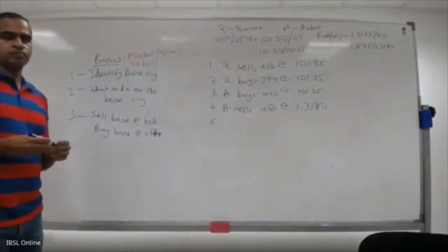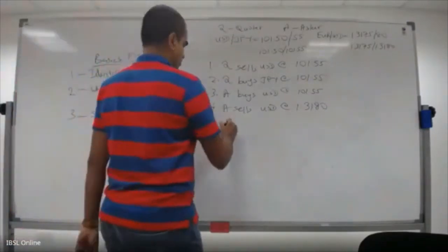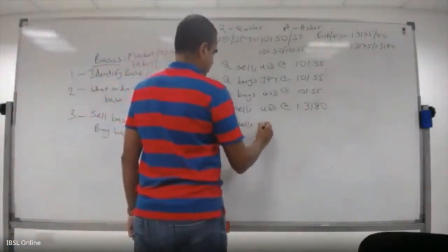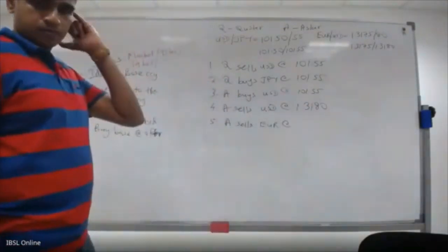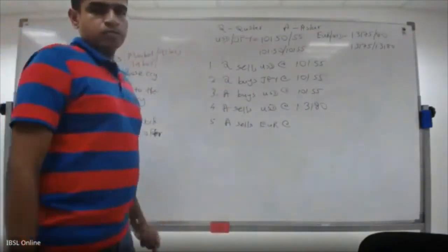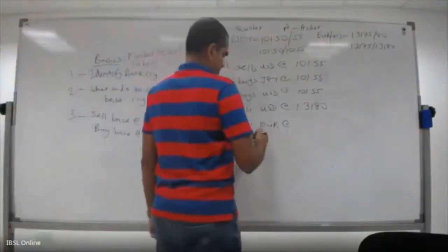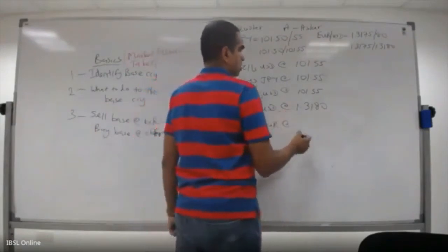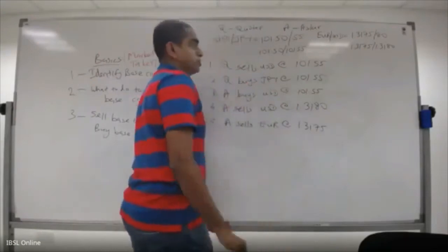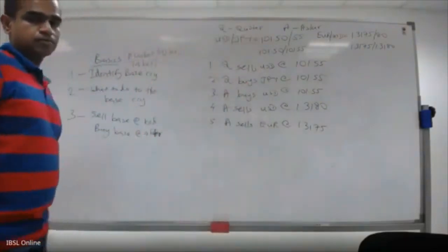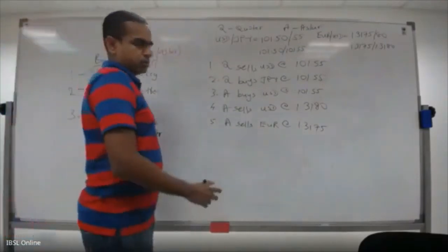Fifth one, at what rate the asker sells euro on euro dollar? Asker will sell euro on euro dollar. Euro is the base currency, so the asker will sell the base currency at the bid, 131.756.